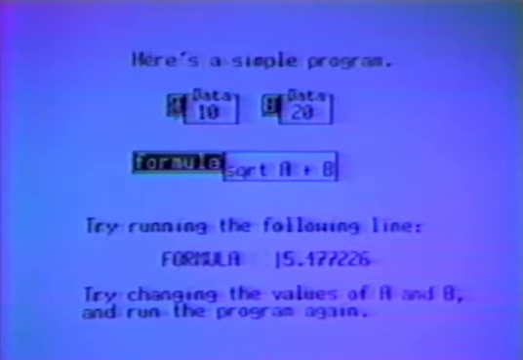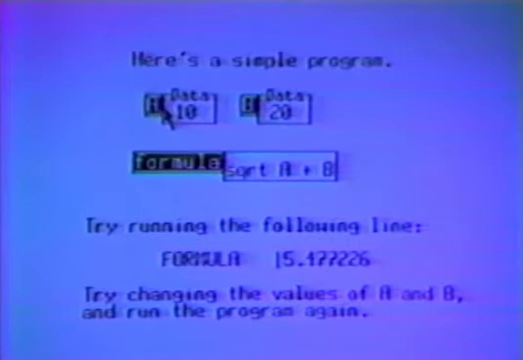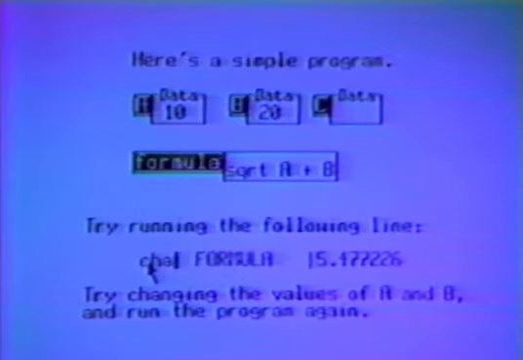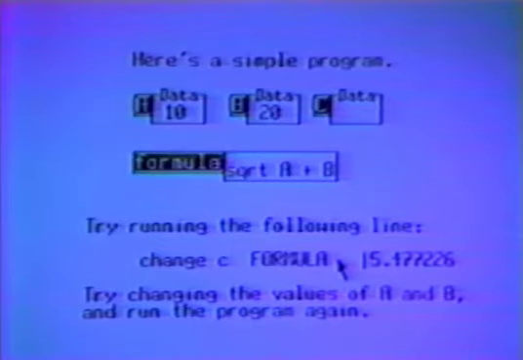We can make a new box called C and run a command that makes C the result of applying the formula. Notice how C changes automatically as we run the command.